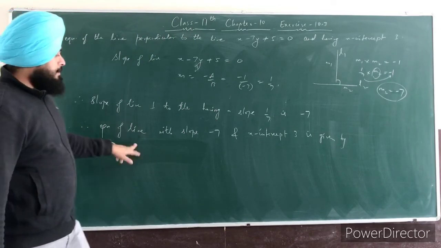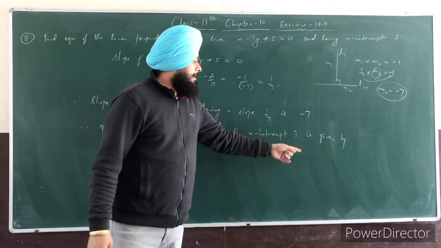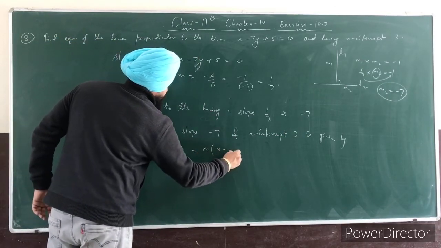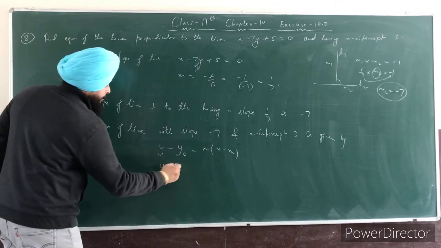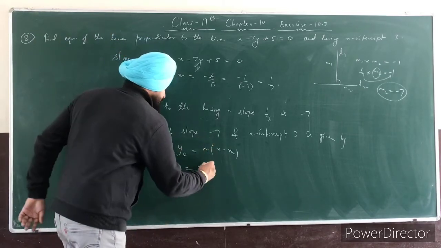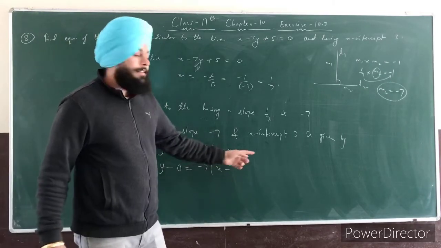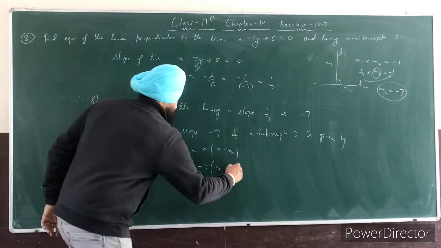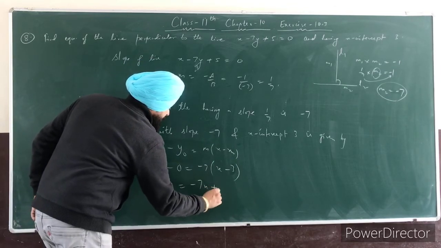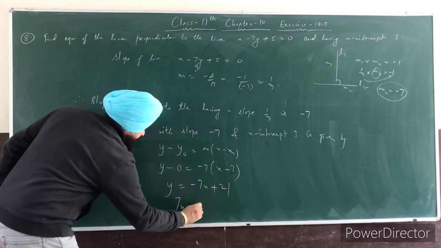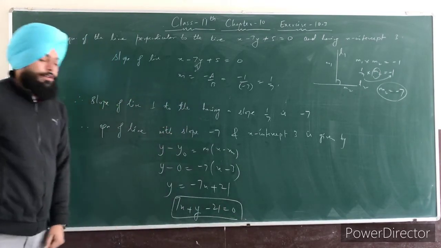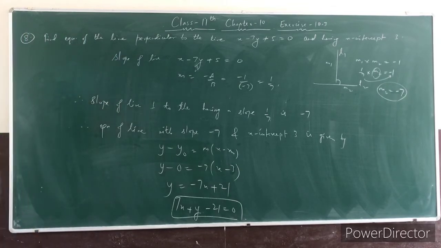Now the equation of the line with slope minus 7 and x-intercept 3 is given by how much? y minus y0 equals m times x minus x0. So y minus y0, y0 is 0. m is the slope, that is minus 7. x minus x0, x0 is the x-intercept, which is given as 3. How much? y minus 0 is y equals minus 7x plus 21, or 7x plus y minus 21 is equal to 0. So this is the equation of the line. Question number 8.